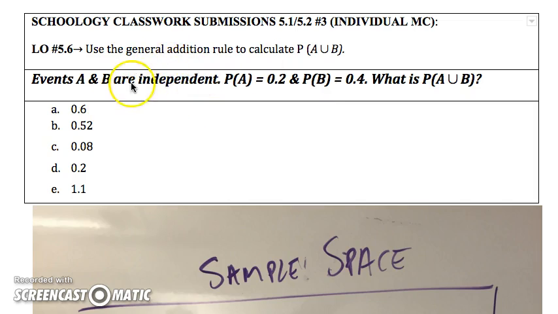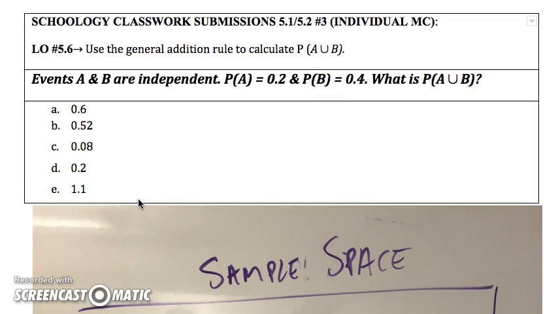So because these are independent, just like for two coin flips, what's the probability of getting heads heads? You would take 0.5 or 50% and multiply it by 0.5 and get 0.25 or 1 out of 4. So 1/2 times 1/2 equals 1/4. So that's the multiplication rule for independent events. So A and B occurring would be 0.2 times 0.4.